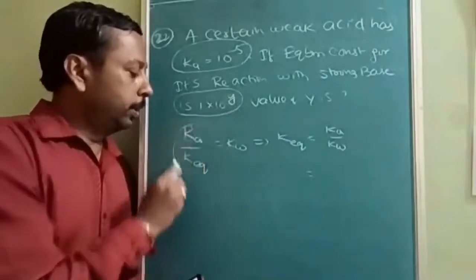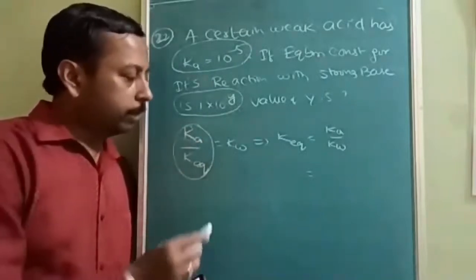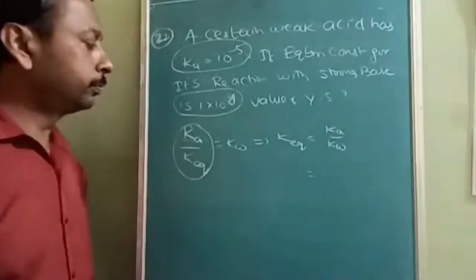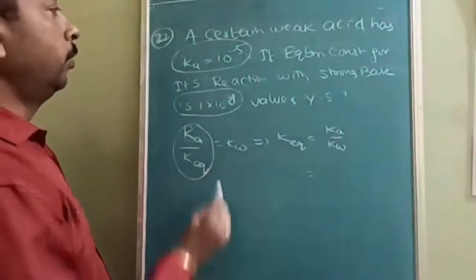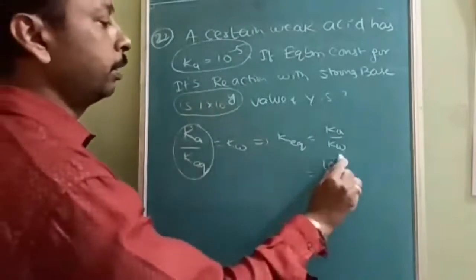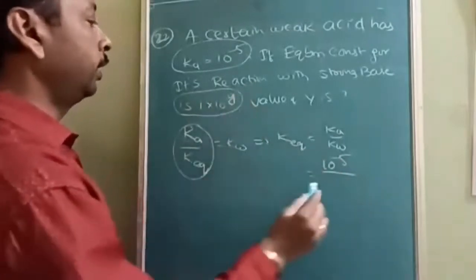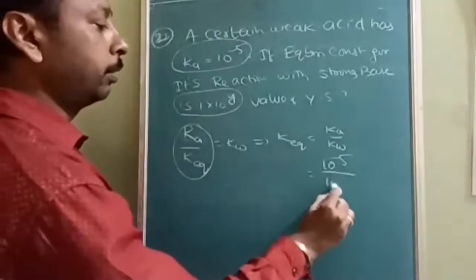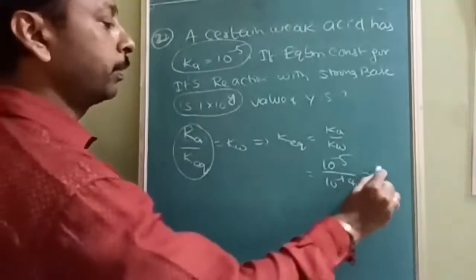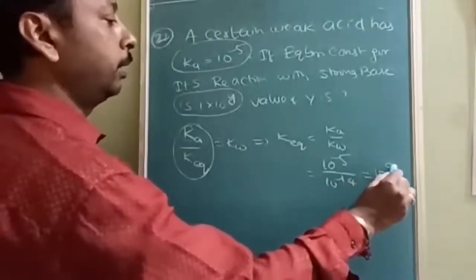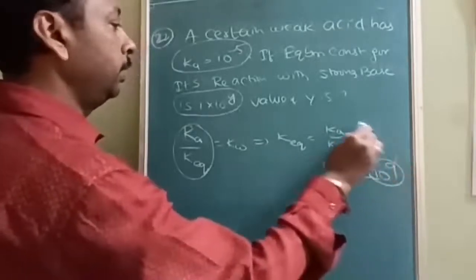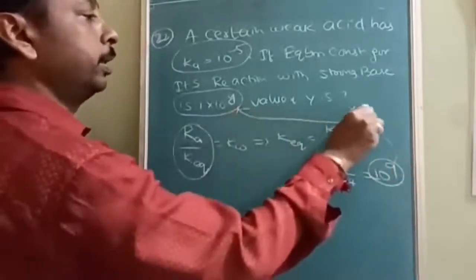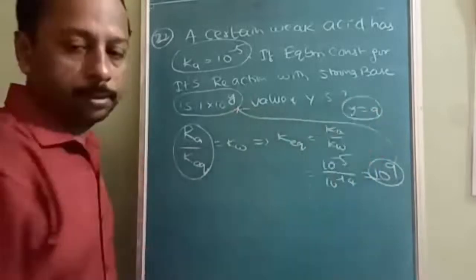Okay, so Ka upon K equilibrium is equal to Kw. Understood? So K equilibrium is equal to Ka upon Kw. So Ka is how much? 10 to the power of minus 5, and Kw will be 10 to the power of minus 14. So this is going to be 10 to the power of how much? 9. So y is equal to 9. Y is equal to how much? It is 9. Okay.